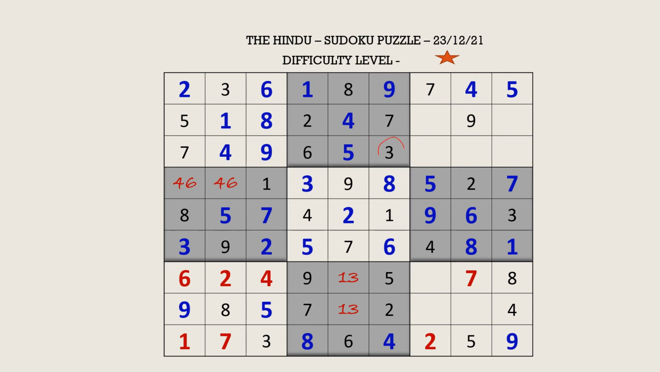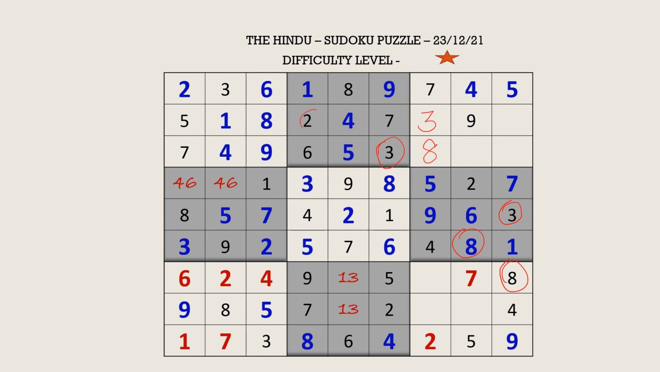This 3 blocks here. This 3 blocks here. So this cell takes 3. There is an 8 blocking this cell. This 8 blocks these two cells. So this cell takes 8.